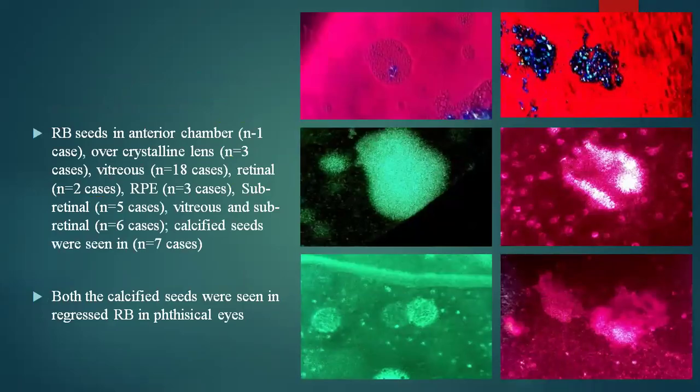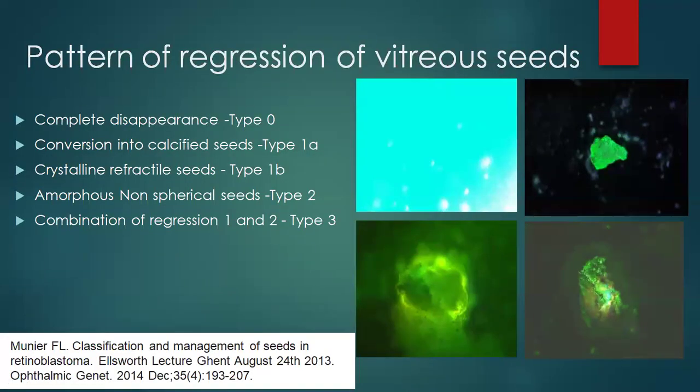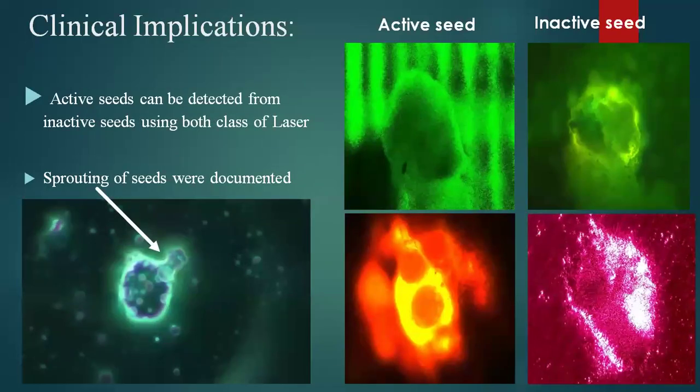compared with laser. Now you see, this is with laser an active seed, and this is an inactive seed. Inactive seeds are hollowed out, whereas the active seeds had an electron dense area because of the solidity of the tumor. So the pattern of regression we have seen in the vitreous, particularly in post-chemotherapy eyes, and we have documented it in just a few cases. The active seeds in the green laser with electron density, and this is the inactive in the green laser, active in the red laser, inactive in the red laser.